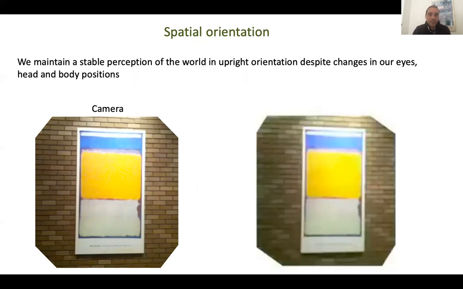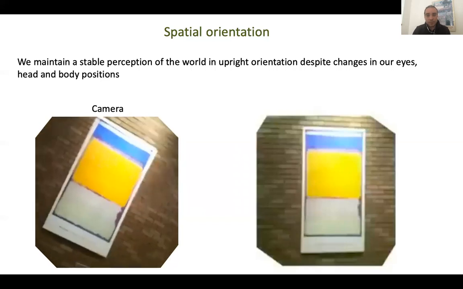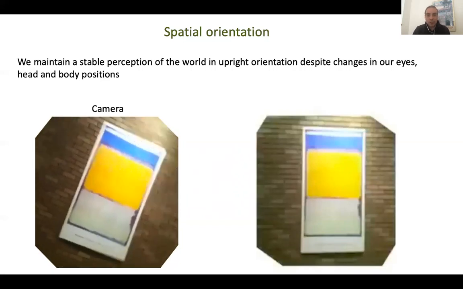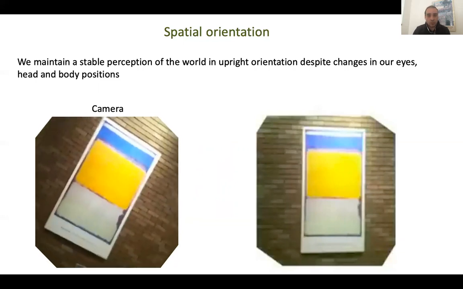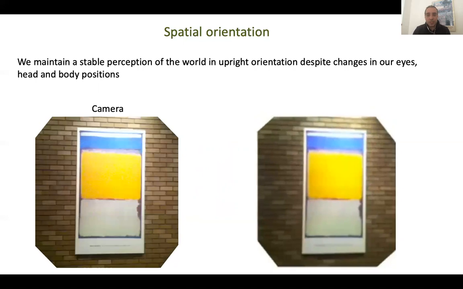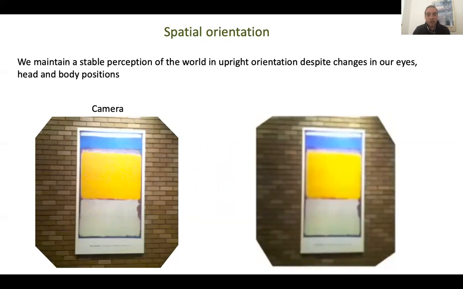Well, normally we maintain a stable perception of the world in upright orientation despite changes in our eyes, head, and body position. And for that, our brain relies on multiple sensory inputs. Here's an example. When we tilt the camera back and forth in front of a painting by Rothko, the images move in the opposite direction of the movement. But we know that when we tilt our head, the image stays steady despite suboptimal visual compensation in the roll plane. So our brain, like any other sensory motor system, must be able to integrate sensory inputs into a common reference frame for coherent spatial orientation, which can actually be a demanding task.